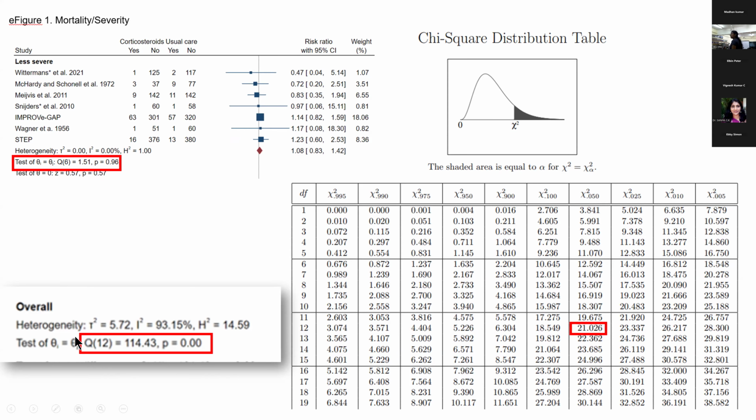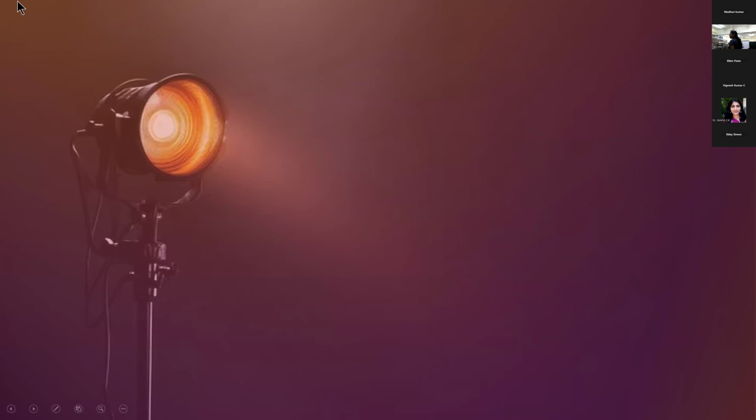Now look at this study. In the next study below, you have 12 degrees of freedom. That means this meta-analysis looked at 13 studies. What is the Q score here? 114. And the p-value is 0.00. So this is a significant heterogeneity. If you look at the table, for 12 degrees of freedom, the chi-square for 0.05 is 21. Your Q is much, much more than 21. So that means the study has heterogeneity. So this is the example of how to use the Cochrane's Q test.